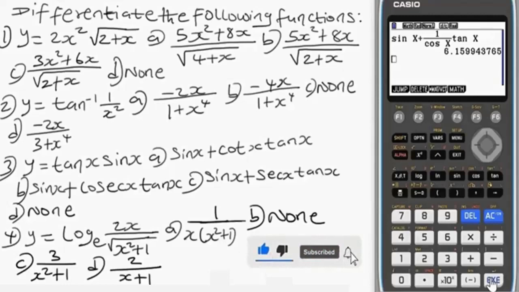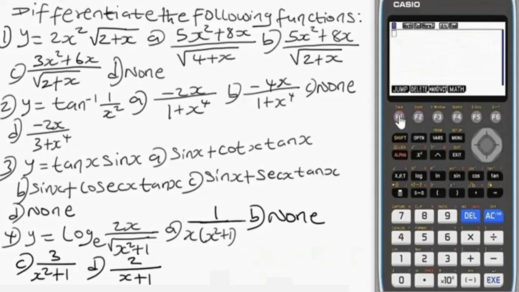Now let's go to question 4 that involves logarithmic function and exponential function as the base. Let's delete everything here. It's as simple as that, guys. Very interesting. For question 4, we are asked to differentiate this function y equals log to the base of exponential of 2x over square root of x squared plus 1. So let's go to d over dx, press F4 for maths, then d over dx.